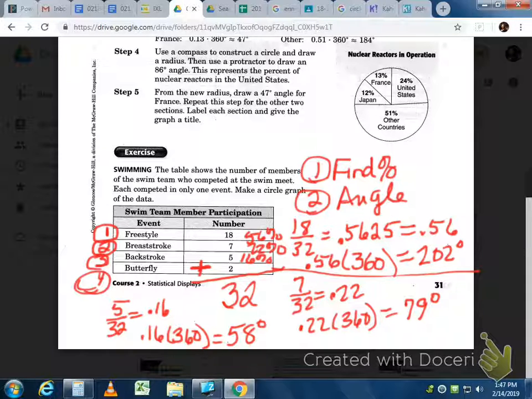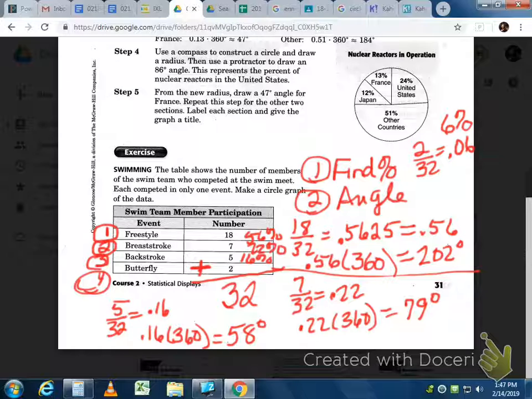Okay, last row. Team 4, the butterfly. What did you do to find your percentage, Andrew? We took 2 divided by 32, which equals 0.0625. Then it equaled 6.25%. Okay, it ends up being 6%, because you round to the nearest hundredth, so 0.06.